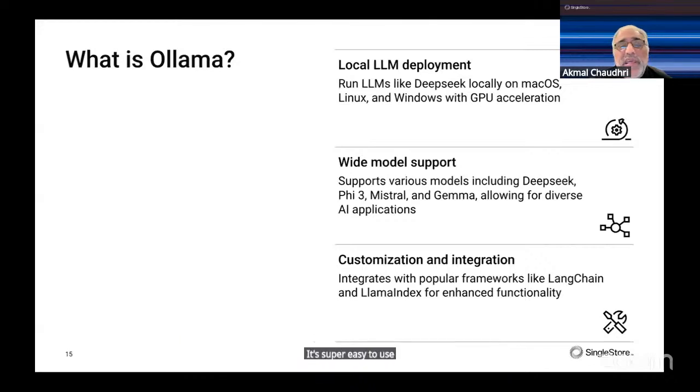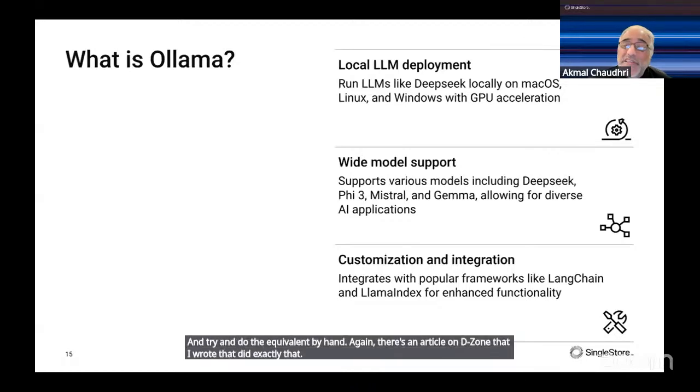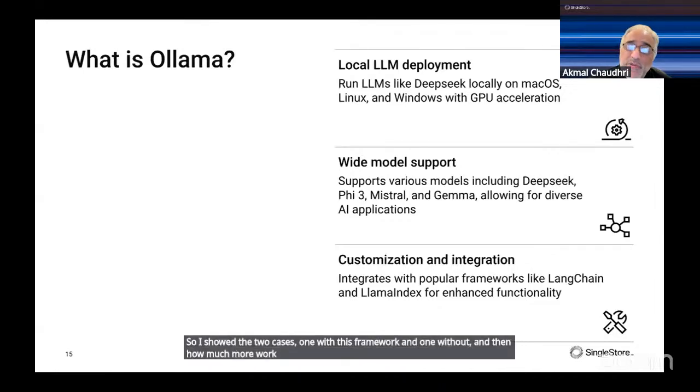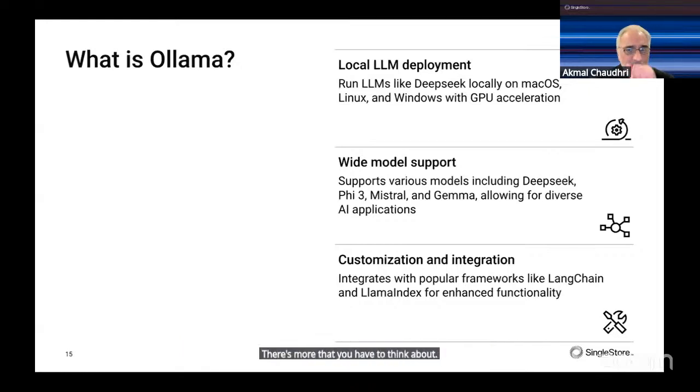And then equally, if you were to take LangChain away and try to do the equivalent by hand, there's an article on DZone that I wrote that did exactly that. So I showed the two cases, one with this framework and one without, and how much more work is required to do it without LangChain, plus the maintenance cost that you may have going forward in terms of having to look after the code. There's more that you have to think about in that case.